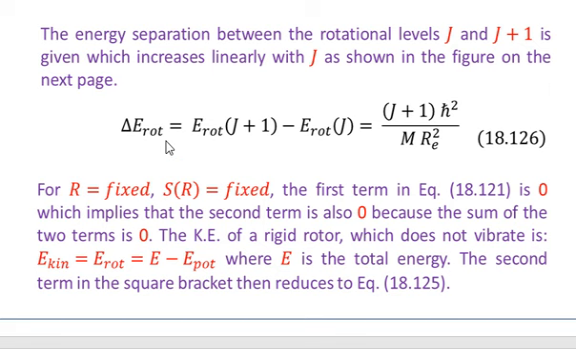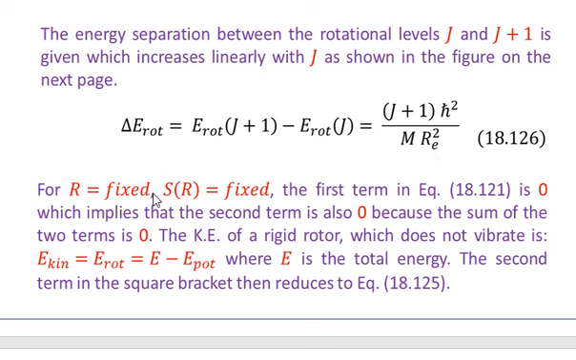So here is the formula that I am writing: delta E rot, that is the energy separation between two consecutive rotational levels, is equal to the rotational energy at J plus 1 minus the rotational energy at a value of J. The separation between the two is J plus 1 multiplied by H bar squared divided by capital M times Re squared.